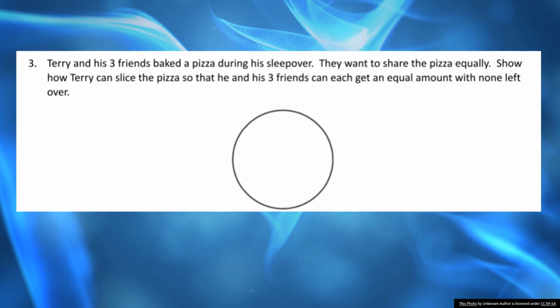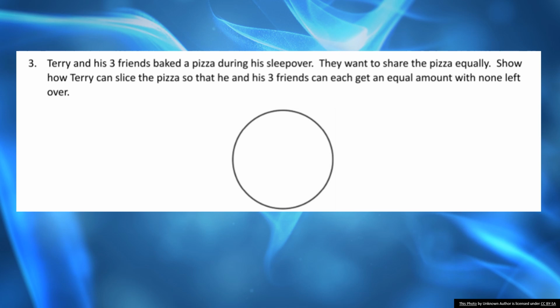Okay, let's look at number 3. Number 3 says Terry and his 3 friends baked a pizza during his sleepover. They want to share the pizza equally. Show how Terry can slice the pizza so he and his 3 friends can get an equal amount with none left over. Okay, as I always say, when you have a word problem, you need to draw a model.